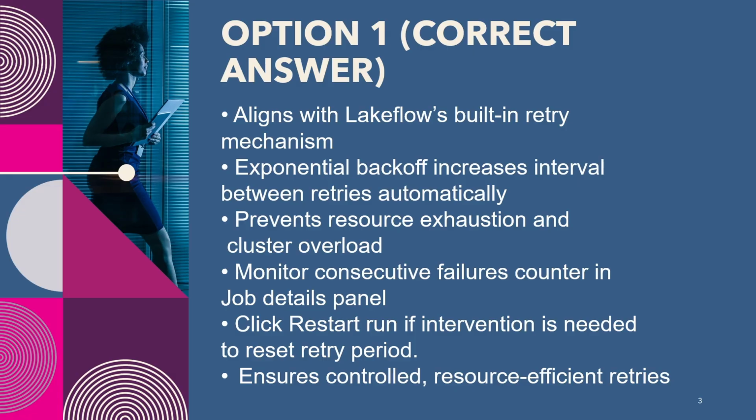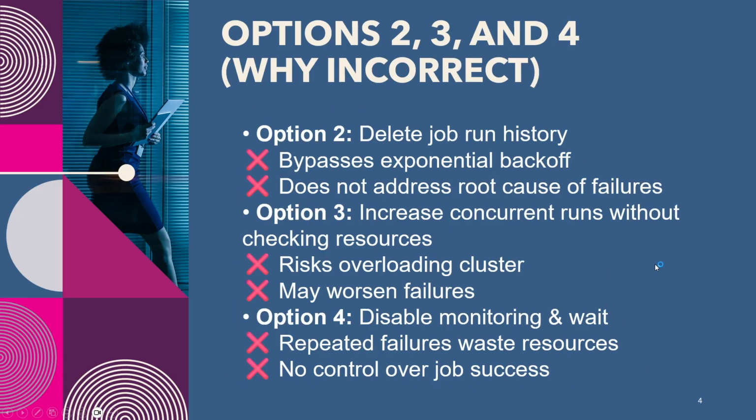Option 2 might seem tempting. Delete the job run history and start fresh. But here's the thing. That actually bypasses the exponential backoff. You're not addressing the root cause of the failures, and you might end up hitting the same issue repeatedly, just faster. Option 3 is also risky. Increasing the maximum concurrent runs without checking cluster resources might sound like a quick fix, but it's like overloading a server with too many tasks at once.